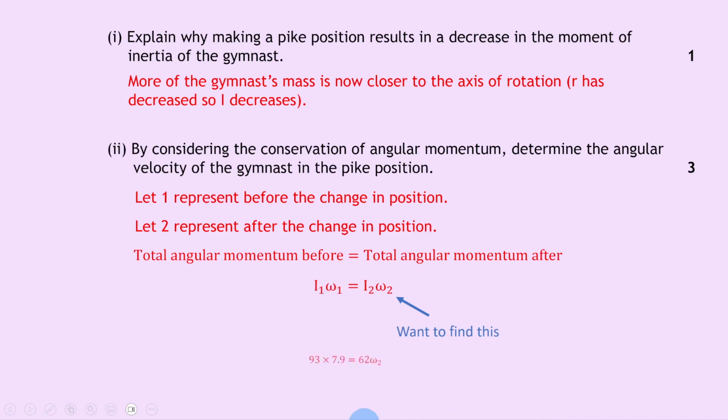So substituting in our numbers, we have 93 for the moment of inertia before the change in position, times 7.9, which is the initial angular velocity of the gymnast, which we're told at the start of the question, and that's equal to 62, which is the final moment of inertia after the change in position, times omega 2, which is the final angular velocity of the gymnast after the change in position. So dividing both sides by 62 here to get omega 2 on its own, and putting that into your calculator should give you an answer of omega 2 equals 12 radians per second.